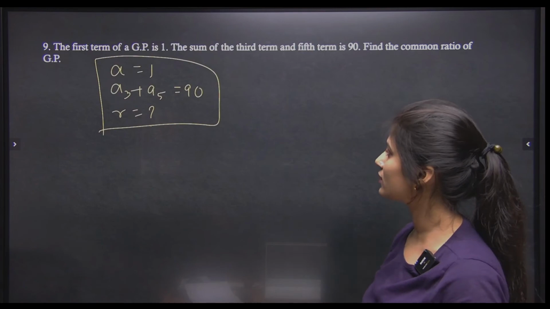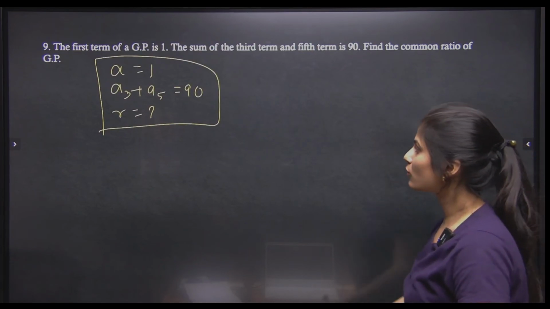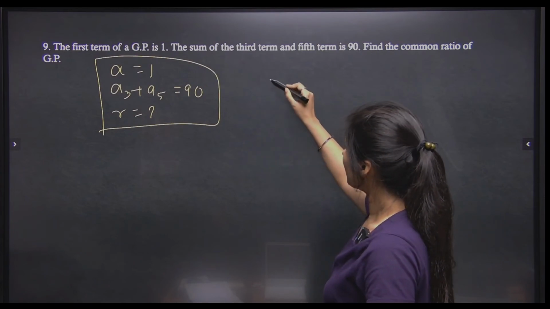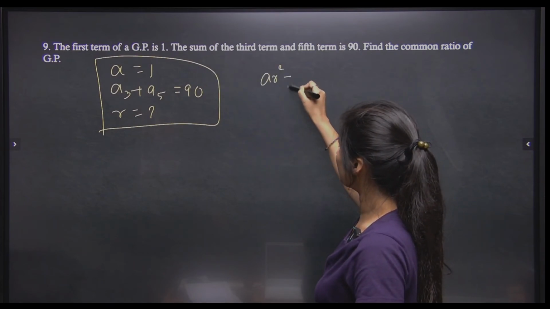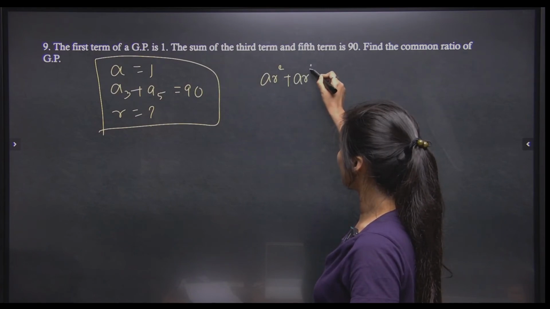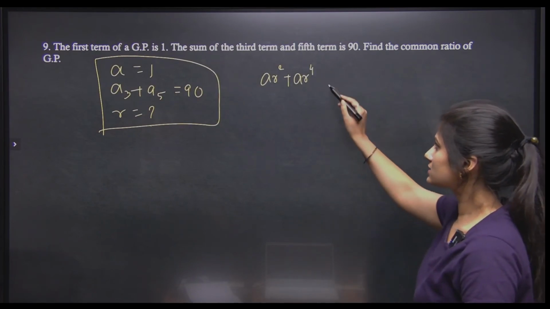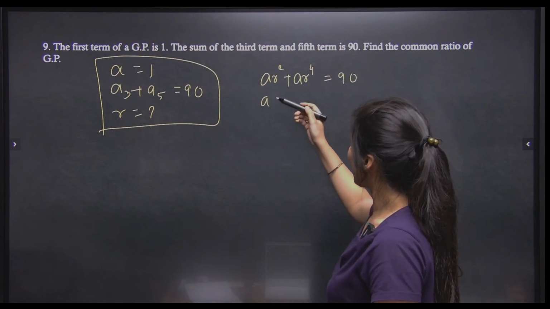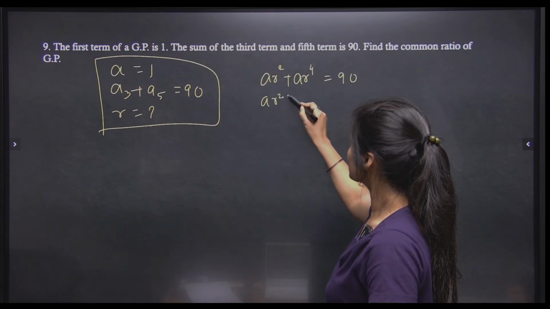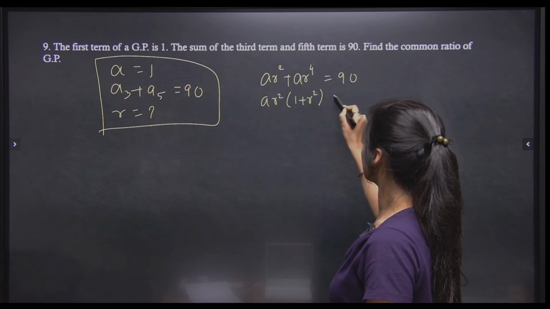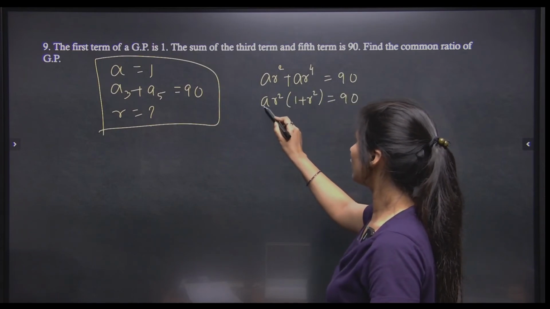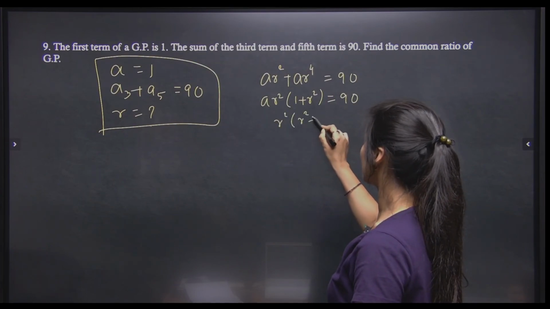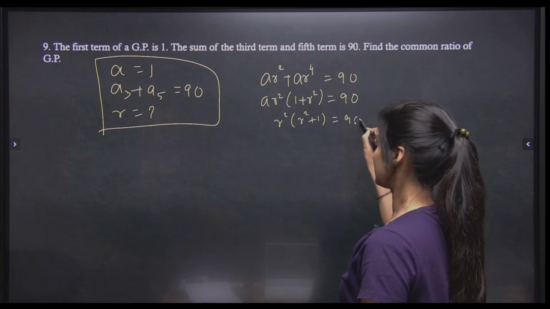We have the sum of the third and fifth term, so what is the third term? Third term is AR^2, and the fifth term is AR^4, so AR^2 + AR^4 is equal to 90. If I take A common and R^2 also, it is A R^2 (1 + R^2). We know that the value of A is 1, so R^2 into R^2 + 1 equal to 90.